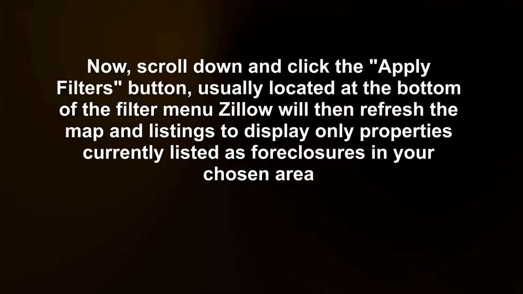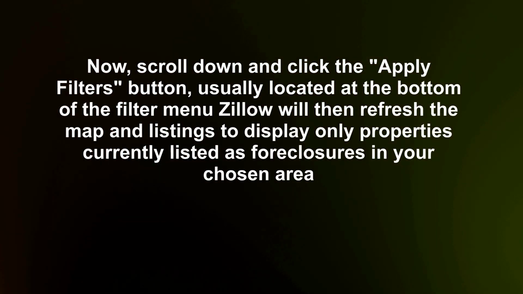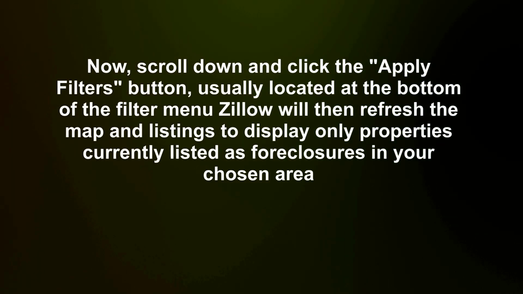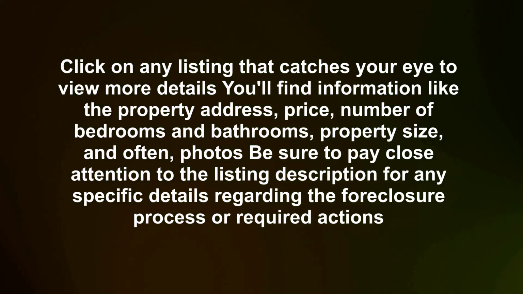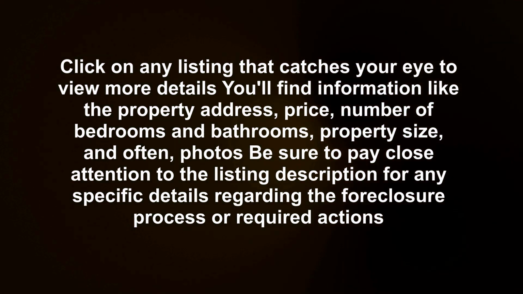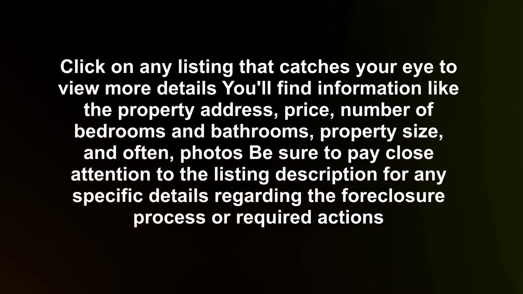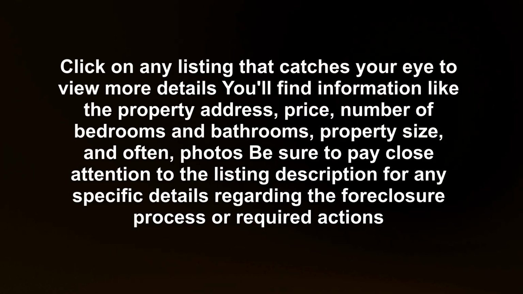Zillow will then refresh the map and listings to display only properties currently listed as foreclosures in your chosen area. Click on any listing that catches your eye to view more details. You'll find information like the property address, price, number of bedrooms and bathrooms, property size, and often photos.